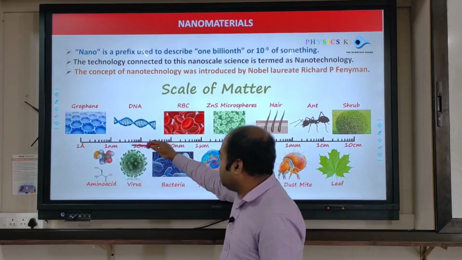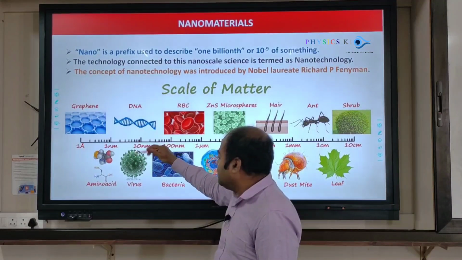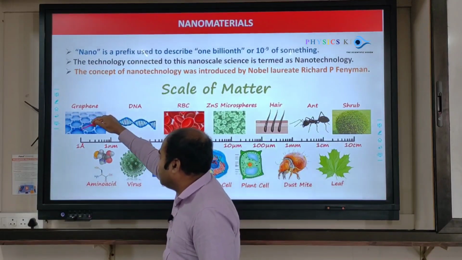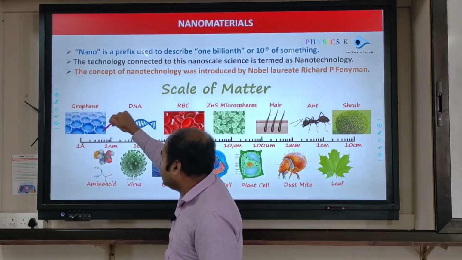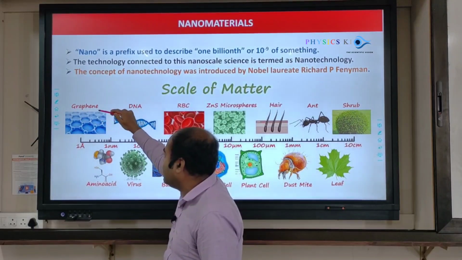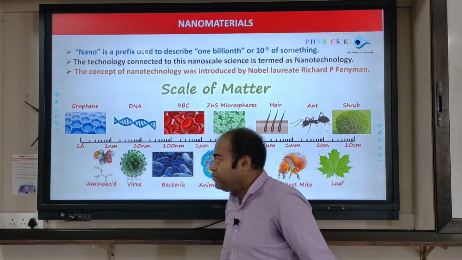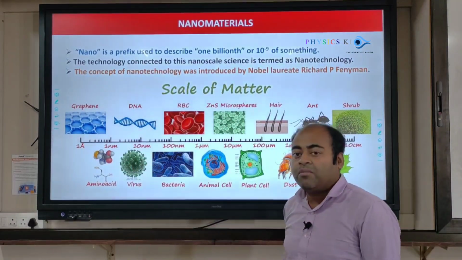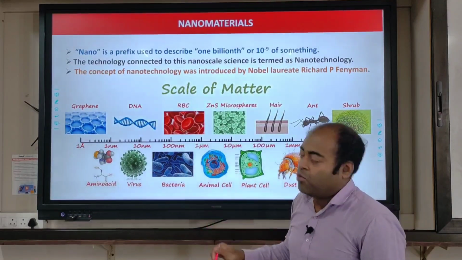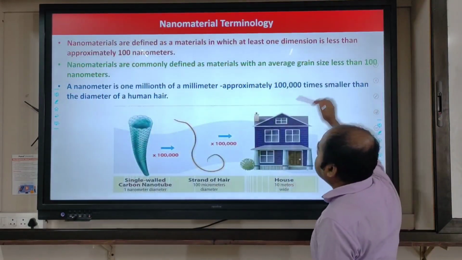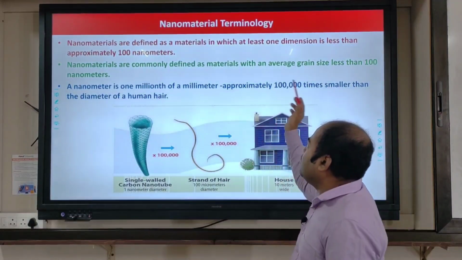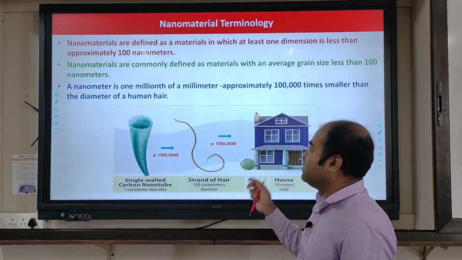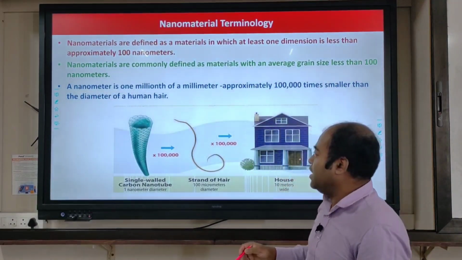The nanoscale is represented by the size of the virus, the DNA, and ultimately we come to the amino acids and the molecular scale. So this is truly the nano region. Here we can see the hexagonal honeycomb lattice of graphene. Starting from the centimeter to the nanometer, it is about 10 to the power minus 8 to 10 to the power minus 9 times smaller. Regarding the terminology of nanomaterial, I have already covered that the materials with at least one dimension less than 100 nanometers are called nanomaterials or nanostructures.